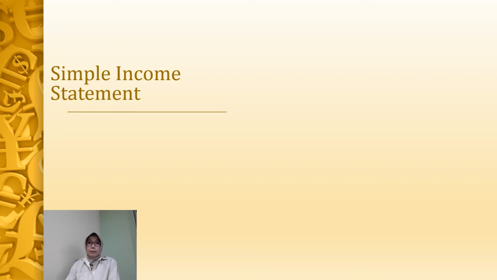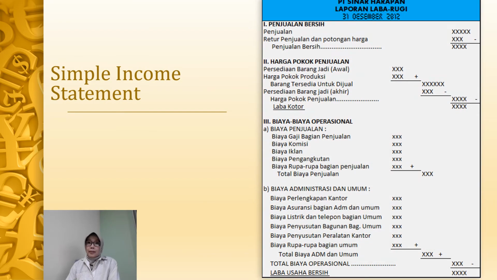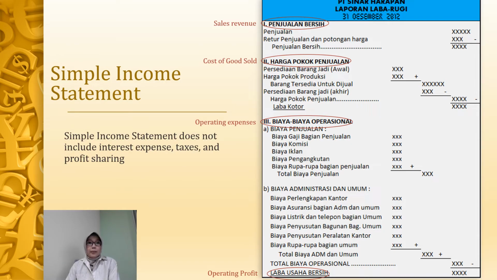Let's talk about the simple income statement. This is what the simple income statement looks like. A simple income statement only consists of 4 big parts. The first one is the sales revenue. The second one is cost of goods sold. The third one is operating expenses. And the fourth one is the operating profit. A simple income statement does not include interest expense, taxes, and profit sharing. Profit sharing is available after deduction of interest expense and taxes.